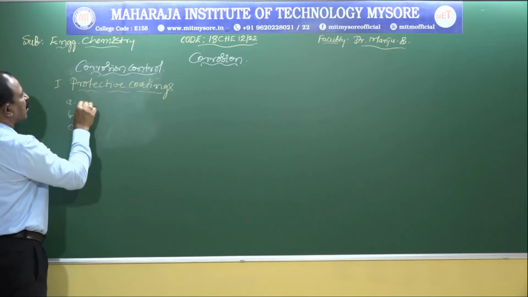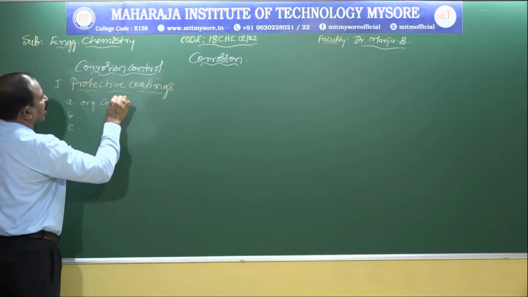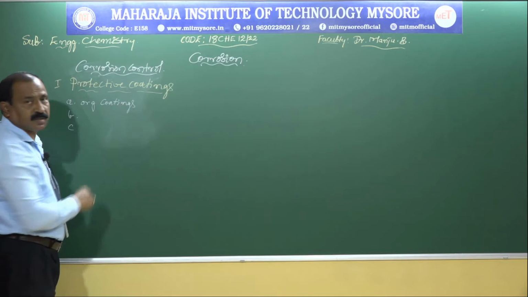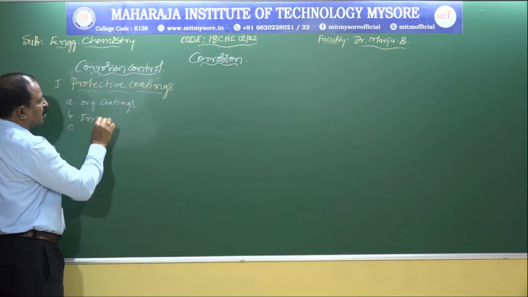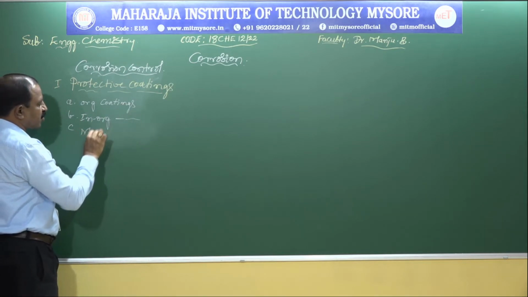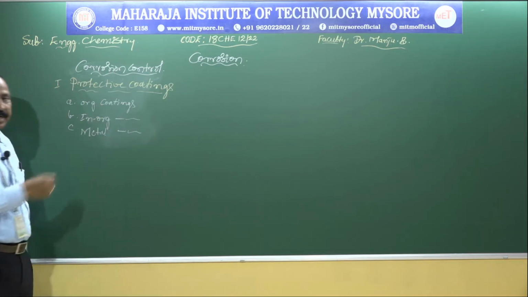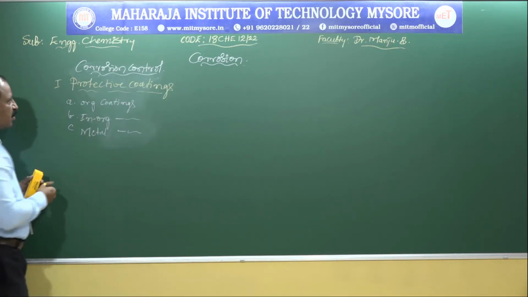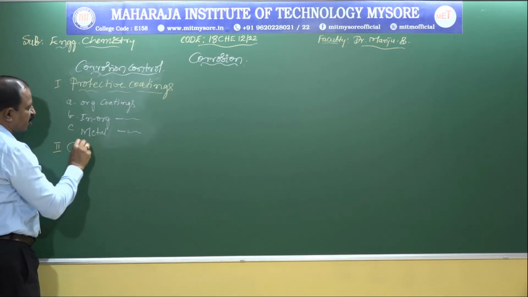One is organic coatings, then inorganic coatings, and metal coatings. These are the different methods to control the rate of corrosion. Likewise, the second method is cathodic protection.